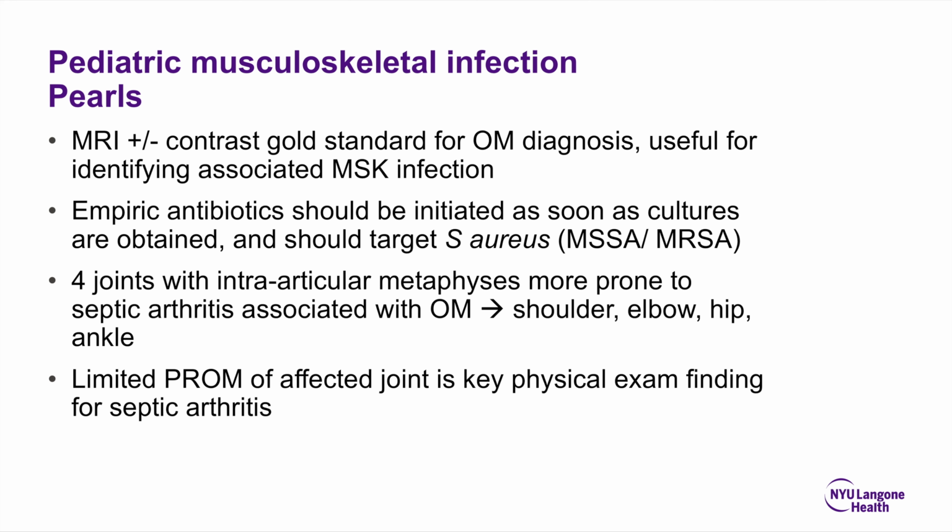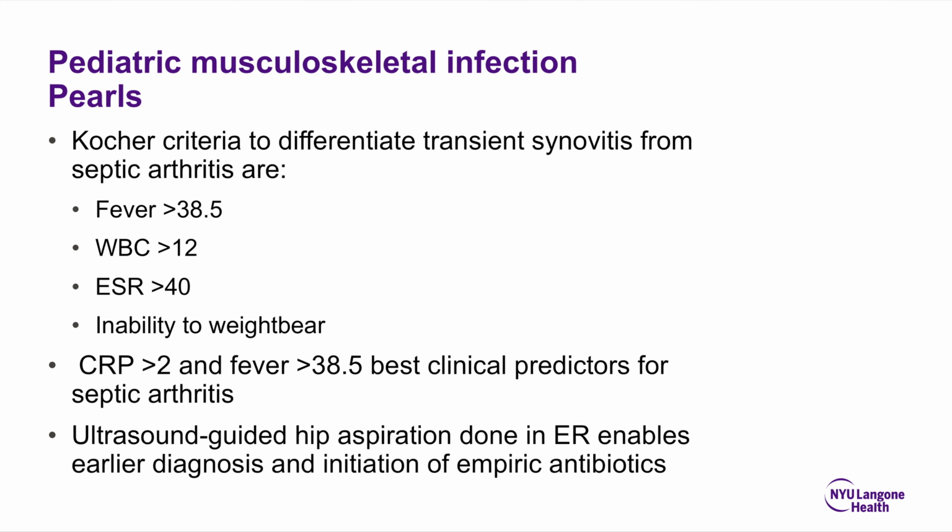Limited passive range of motion of the affected joint is a key physical exam finding for septic arthritis. The Kocher criteria to differentiate transient synovitis from septic arthritis are fever, white blood cell count greater than 12, ESR greater than 40, and the inability to weight bear. A CRP greater than 2 and a fever greater than 38.5, however, are the best clinical predictors for the presence of septic arthritis. And ultrasound-guided hip aspiration done in the emergency room is very useful for enabling earlier diagnosis and initiation of empiric antibiotics, and is becoming the gold standard of care.